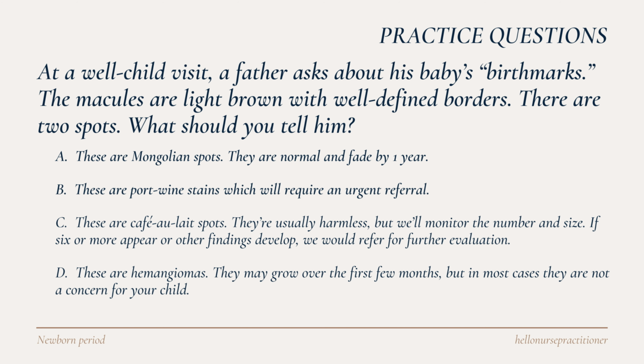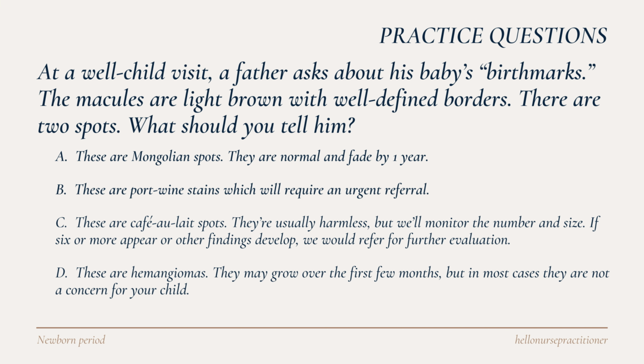At a well-child visit, a father asks about his baby's birthmarks. The macules are light brown with well-defined borders. There are 2 spots. What should you tell him? A. These are Mongolian spots. They're normal and usually fade by the first year of life.